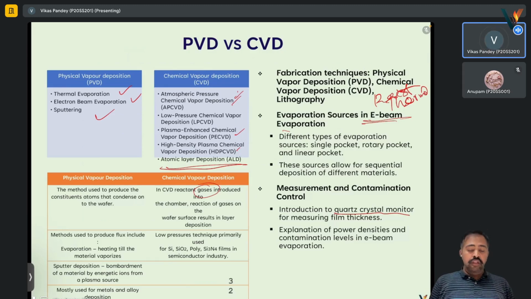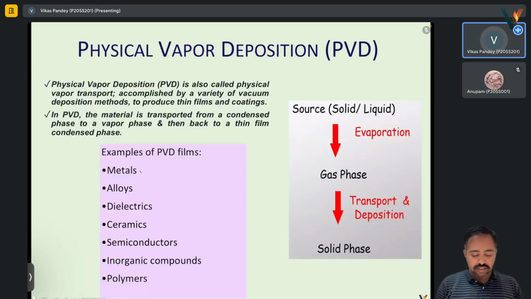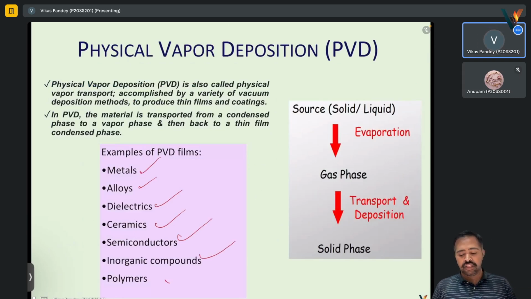Some of the PVD films are metals, alloys, dielectrics, ceramics, semiconductors, inorganic compounds, polymers. A lot of these can be deposited. So it is simply like the source is solid or liquid. Evaporation occurs. It converts it into gas phase. It is transported and deposited over our material, and it solidifies, and again converts into a solid phase.